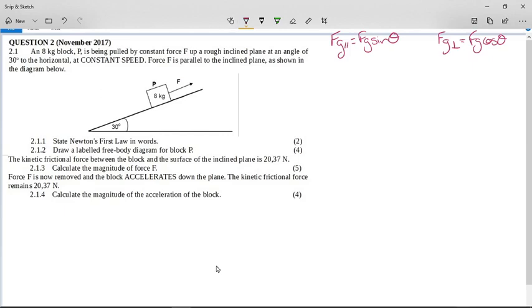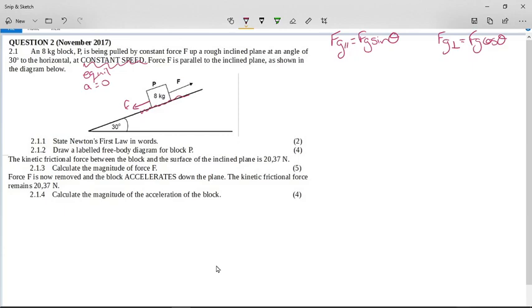Okay, so it says to you, an 8 kilogram block is being pulled by a constant force F up a rough inclined plane. So rough, we know we are going to have friction, at an angle of 30 degrees to the horizontal at a constant speed. If there's a constant speed, we are in equilibrium, and my acceleration is going to be 0. It says force F is parallel to the inclined plane as shown in the diagram below. So this is pulling the block up the plane.